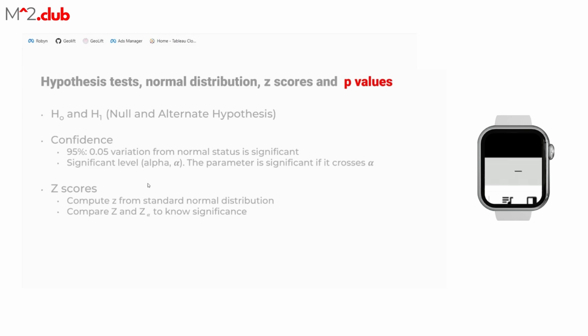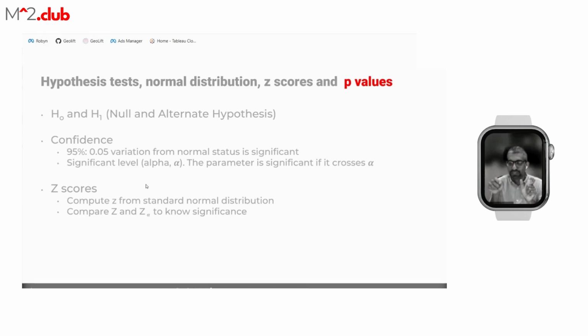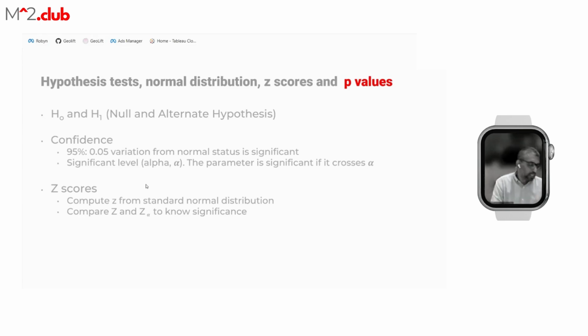It is to figure out whether the parameter is significant. It is significant if it crosses alpha. What is this parameter that we are talking about? There is something called a z-score. All we are going to do is compare the z-score with something called the z-alpha, right? So yes, we have these distributions.